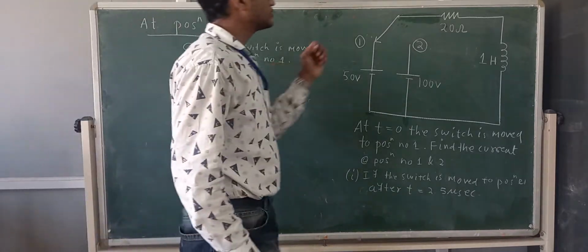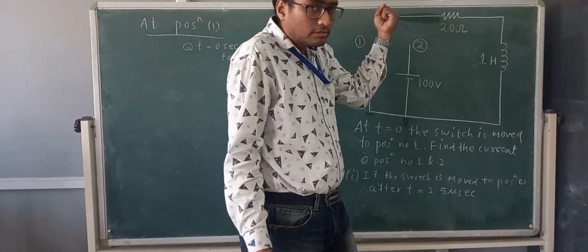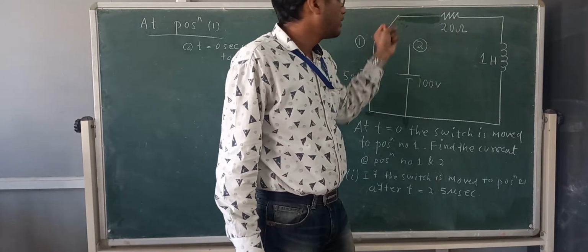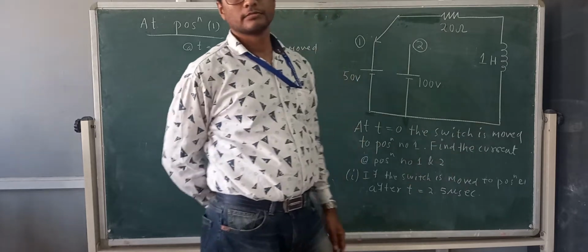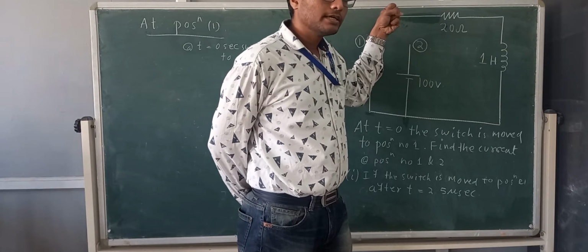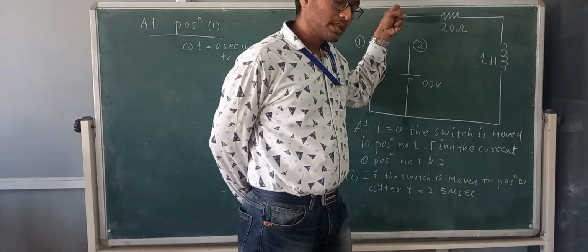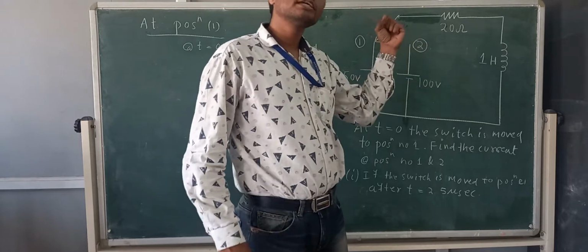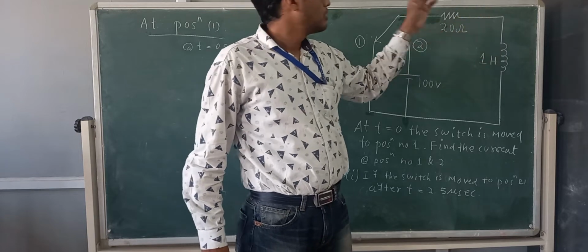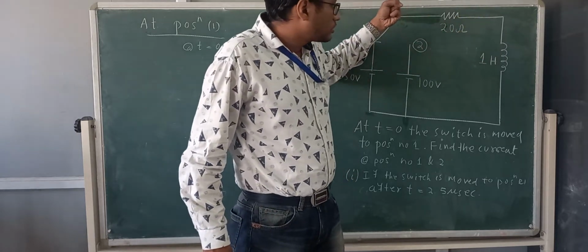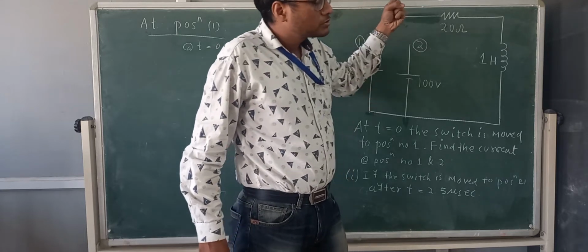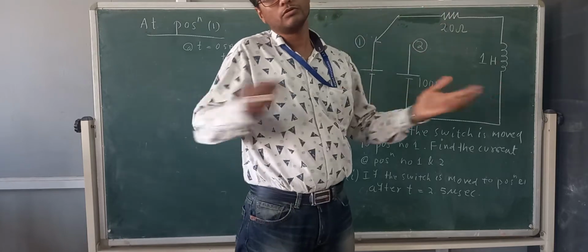When the switch is moved to position number 1 at t equals 0, before the switch is closed or moved to position number 1, what is the initial current flowing here? 0, because that instant is t equals 0. And what about the initial current before t equals 0? Is there anything shown here? No, so assume 0. Prior to the switch moving to position number 1, is there any current flowing through the inductor? No current is flowing through the inductor.